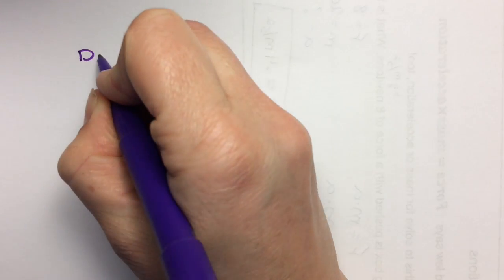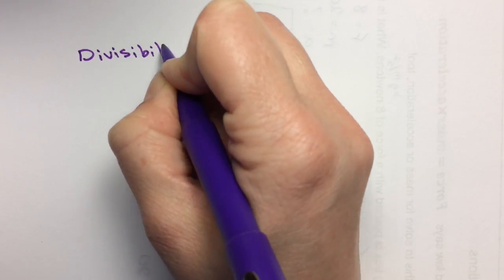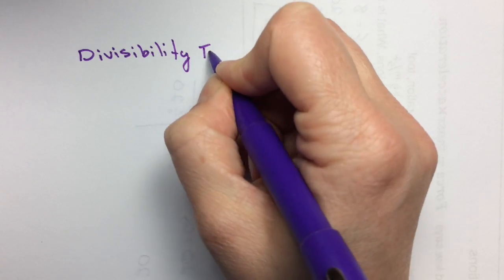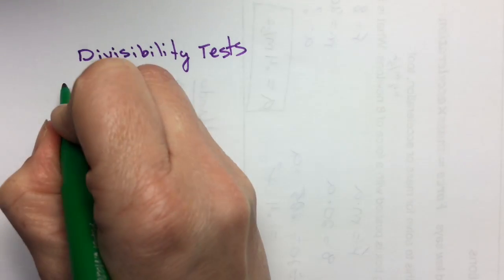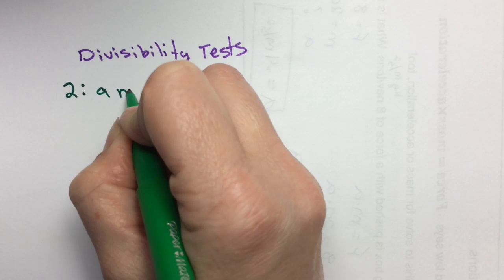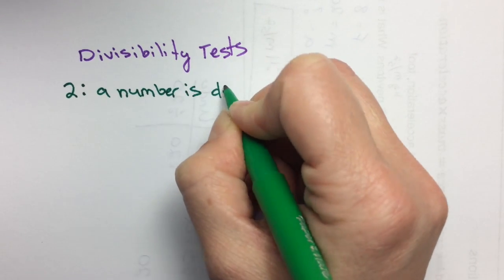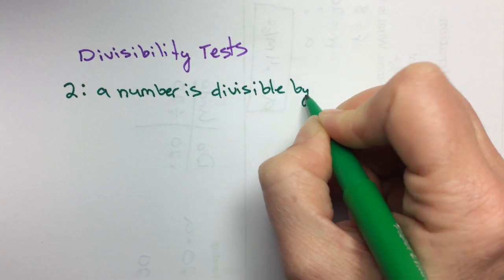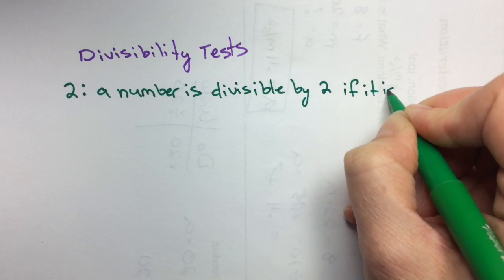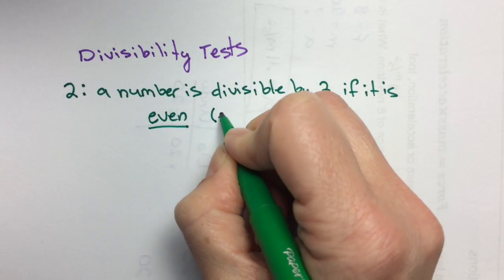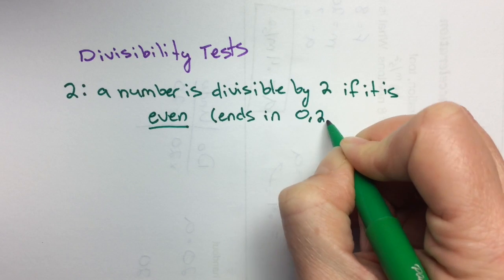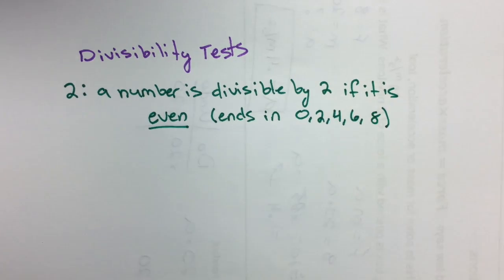So the next question is, how do we figure out what the prime factorization is? And to do that, the divisibility test for 2, 3, and 5 will be really handy. So a number is divisible by 2, which is a prime number, if it's an even number. So that is if it ends in a 0, a 2, a 4, a 6, or an 8.